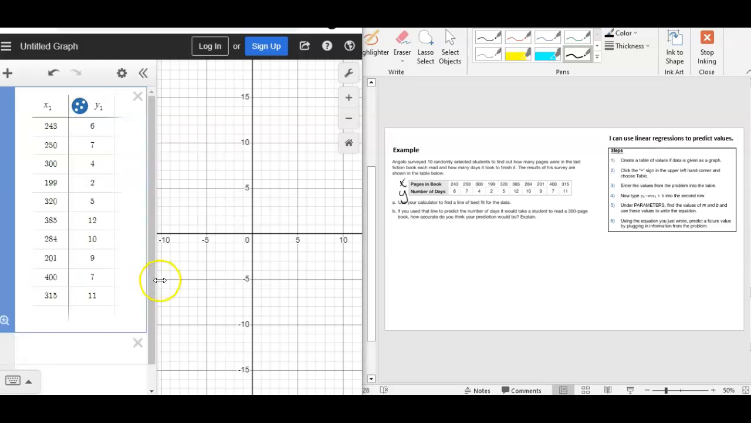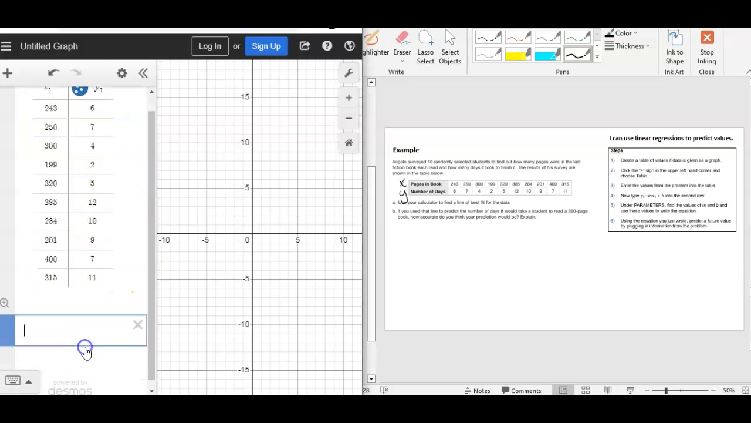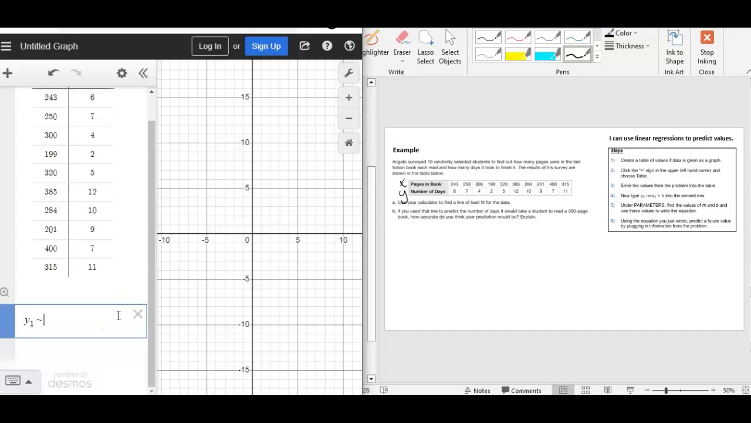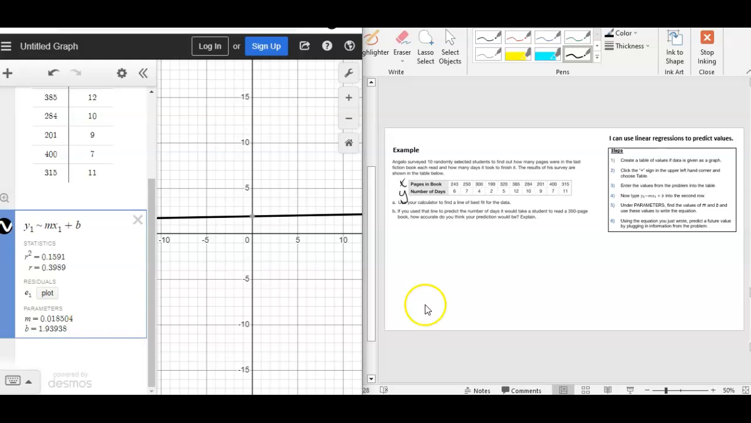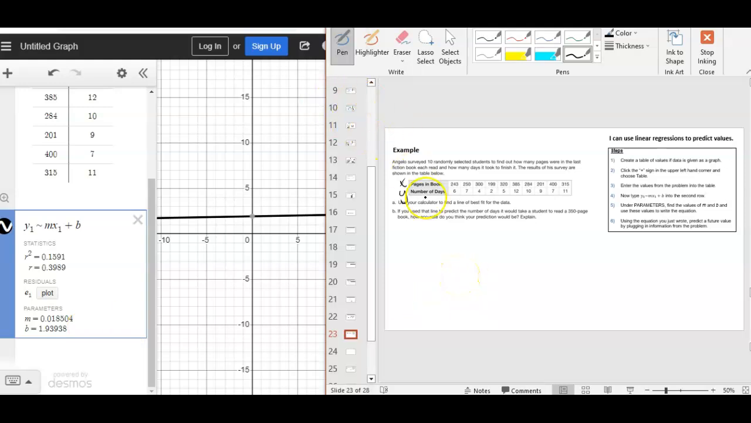Okay, so now you can see I have all these values entered into my table, so I'm going to tell it to approximate a linear function. I'm going to say y1 is approximately mx1 plus b, and that is going to give me the information that I need to write my equation. So my equation is going to be y equals 0.019x plus b, which is 1.94.